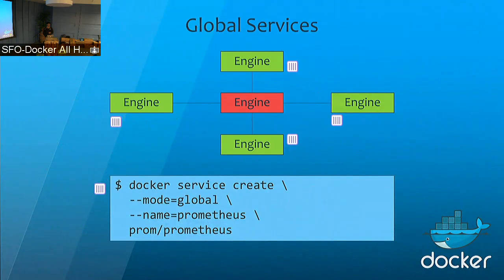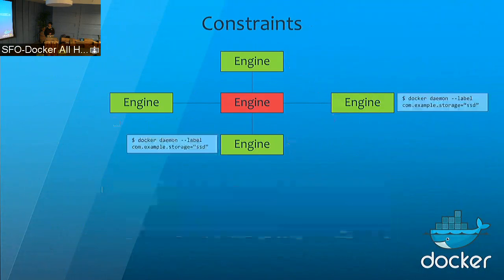We also have the notion of global services. A global service is typically something that runs on every single node in the cluster. One of the common use cases for this could be profiling or monitoring. So if you wanted to run a specific task on every single node, this is what you'd do. You just specify a mode called global, and it would run one instance of the service on each node in the cluster.